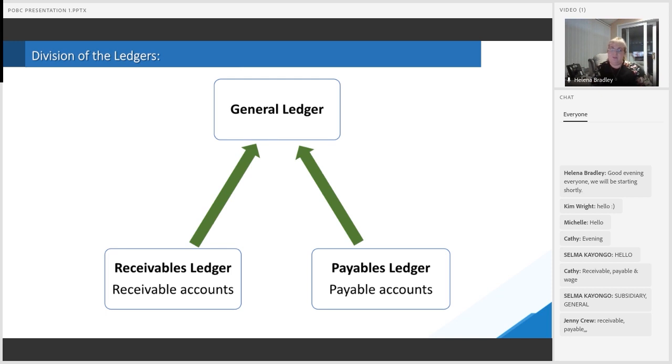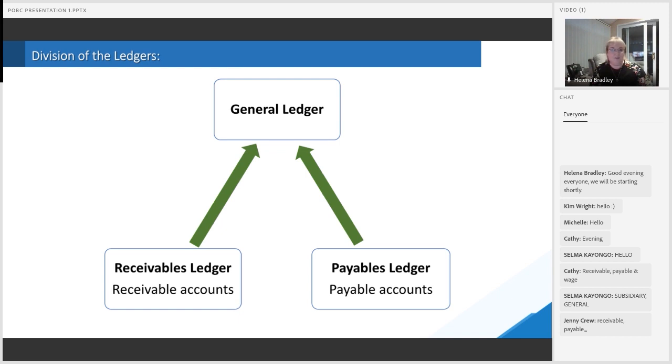Sitting below the general ledger, we have the memorandum ledgers. We have the receivables ledger and the payables ledger, and they do what they say on the tin. The receivables ledger captures all the accounts of my credit customers, my receivables. The payables ledger captures all the accounts of my credit suppliers, my payables. It's only the accounts in the general ledger that feed the trial balance.